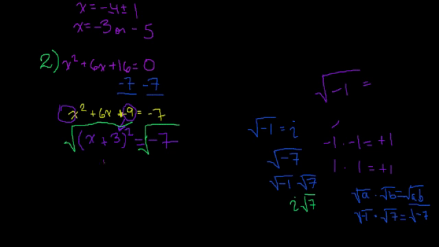So we're going to continue the problem knowing that. On this side it becomes x plus 3. On this side we get equals plus or minus i rad 7. Even though it's imaginary, the plus or minus still must happen, because that happens no matter what. So x, and we're going to subtract 3 on both sides, x equals negative 3 plus or minus i rad 7.